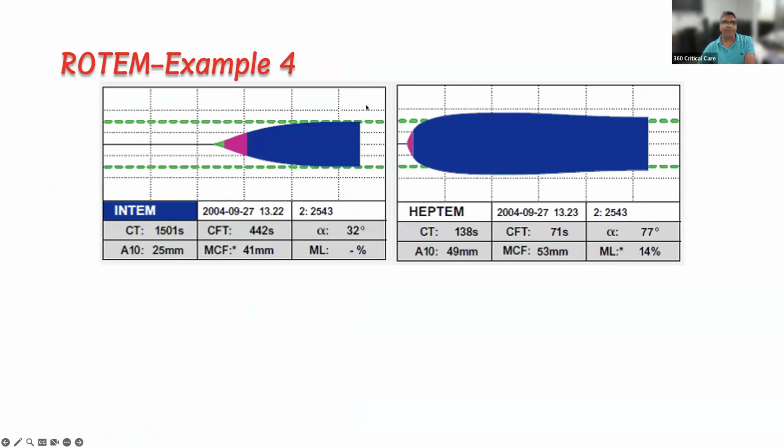This one, we talked about this already. So in INTEM, the clotting time is 1500, which is abnormal. In HEPTEM, it gets corrected, 138. So what is this? Heparin effect. Okay. So what will you do? Give protamine. Very common in the exam.